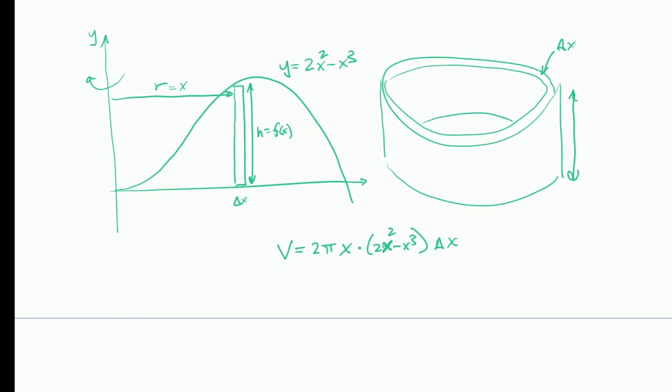Okay, now that we've got that, let's just do what we do. We've got one of these rings, and of course, I've got a whole bunch of them here. So I'm going to add up all of these rings and compute the volume by changing that into an integral.